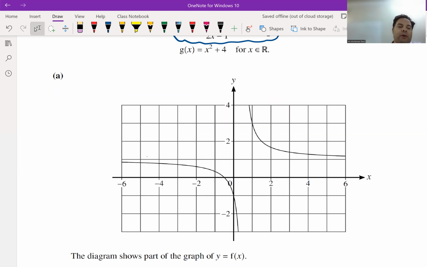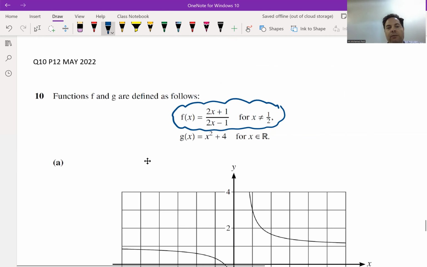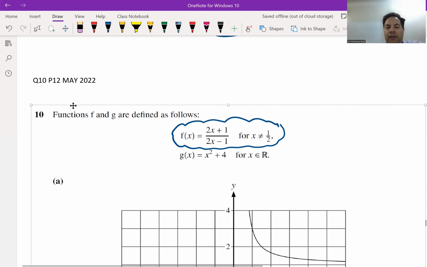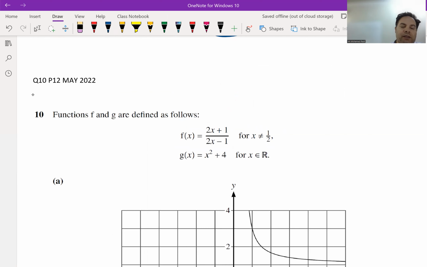If you read part A, the graph shows a part of the graph of f of x; state the domain of f inverse. I will give you extra information. Maybe you study A level, AS and A2 together, so you can understand well how to write this answer in this form, which I will explain.